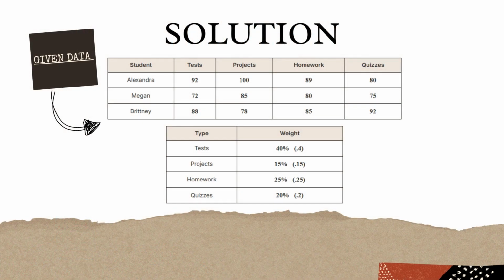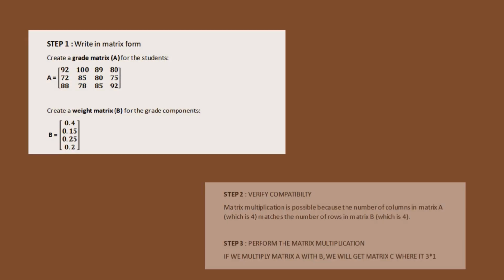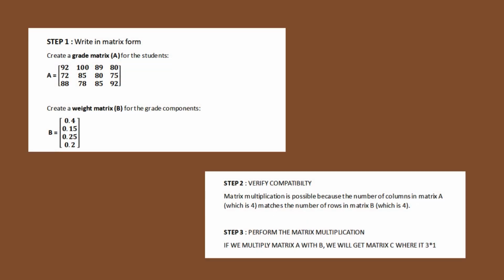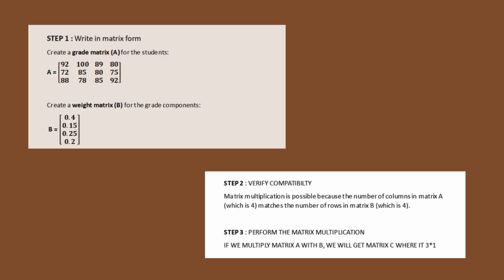Using the provided scores and weights, calculate the final weighted average grade for each student. Additionally, represent the data in matrix form and perform matrix multiplication to derive the final grade for all three students.